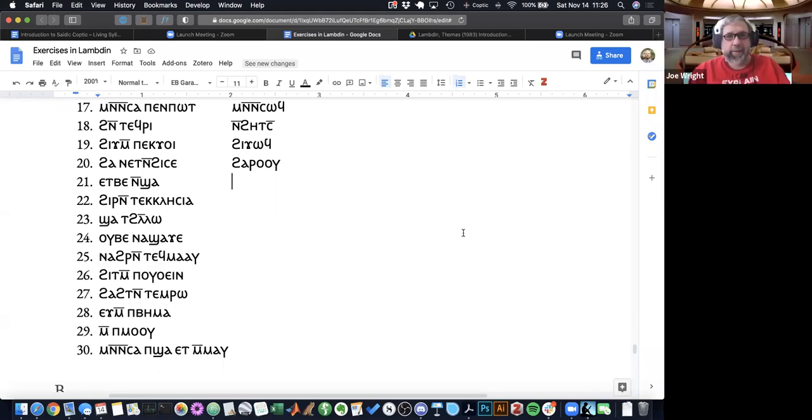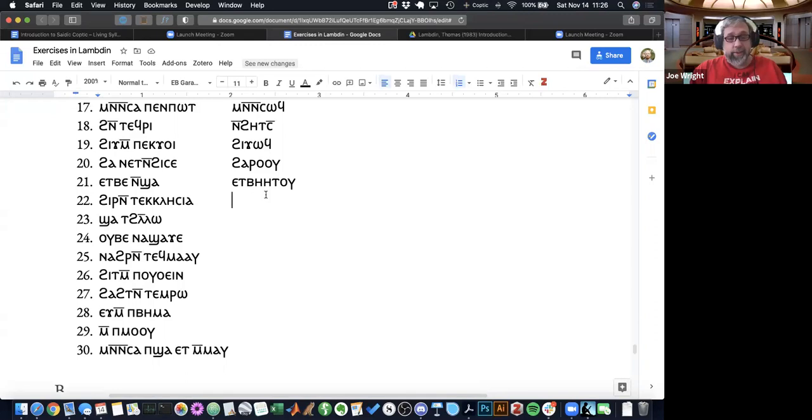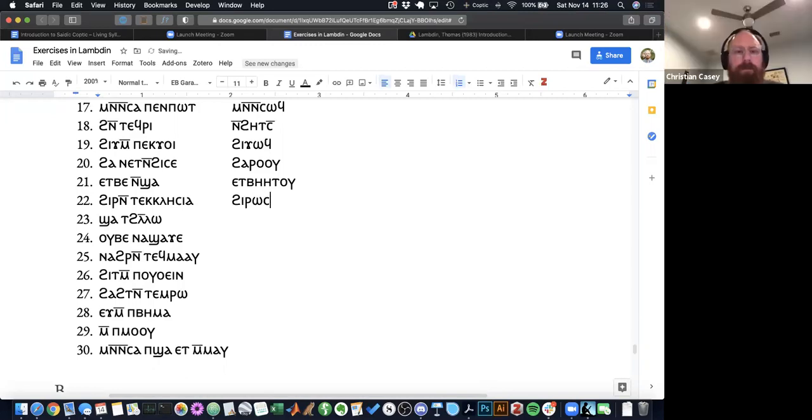Yes. Hey, everybody. Number 21, Etve'nsha, because of the festivals, and then that would become Etve'etu. Yeah, because of them, Etve'etu. Good. Number 22, here in Teklesia, at the entrance of the church, would become Hieros. Yeah, and good catch there that Teklesia is feminine, so it's Hieros. Well done.